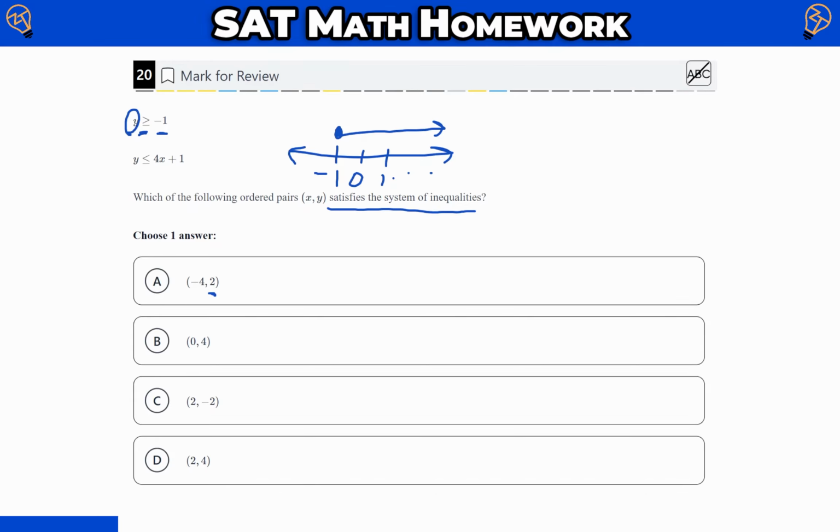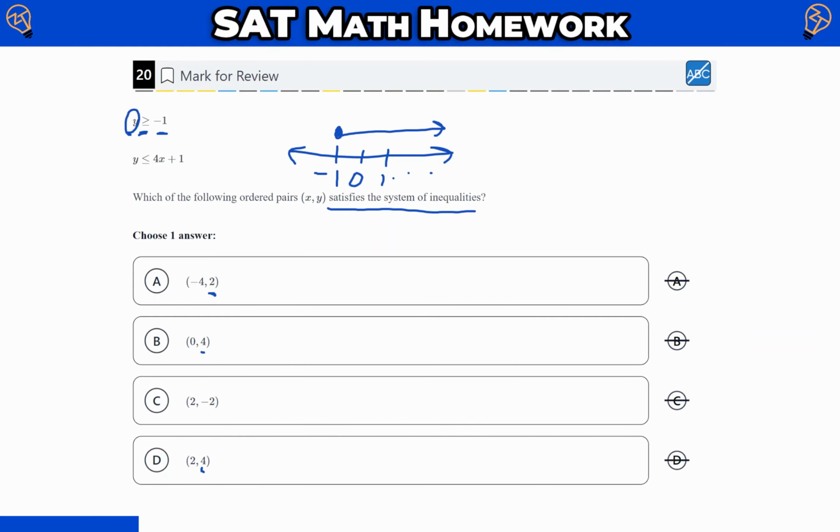2 is definitely greater than or equal to -1, so it's still in the running. So is 4 here. So the only one we could eliminate just based on that is going to be option C. And then we're looking for which of these ordered pairs is going to satisfy this second inequality. And we could plug in for y.